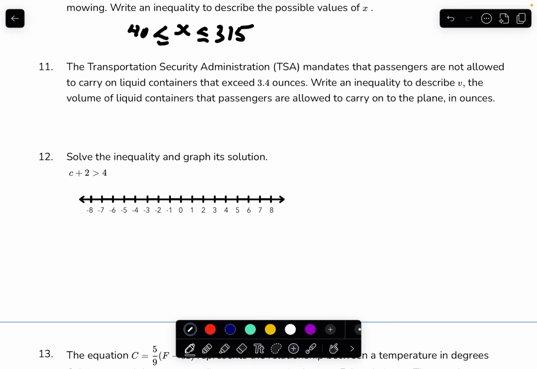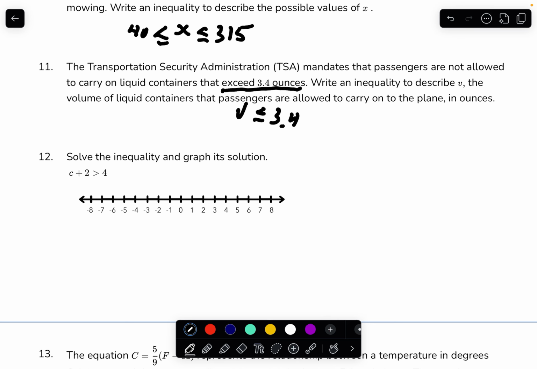The Transport Security Administration mandates that passengers are not allowed to carry on liquid containers that exceed 3.4 ounces. Write an inequality to describe V, the volume of liquid containers that passengers are allowed to carry onto the plane in ounces. They can't exceed 3.4. That's the maximum.